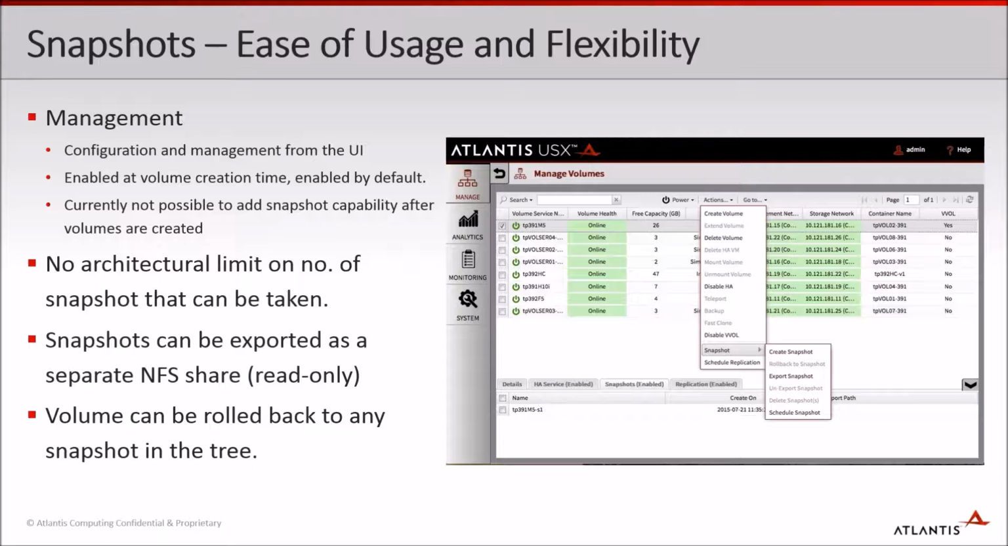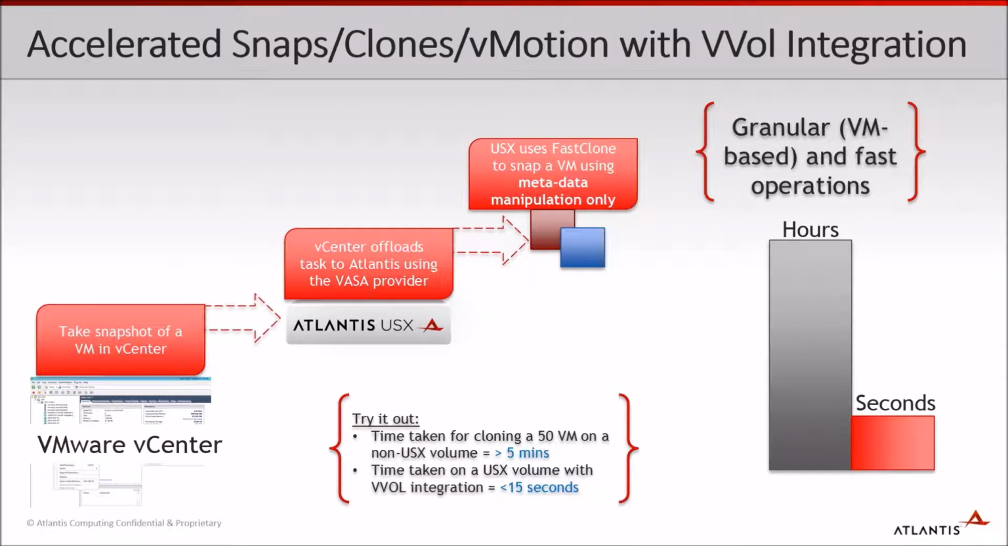We were doing this experiment live at VMworld, right now in San Francisco, and we were basically taking a 50-gig VM. We're trying to do a snapshot of that VM from vCenter, and without USX, it would take just over 5 minutes, and with USX and VVOL enablement there, it would take just under 15 seconds. And the magic, of course, is the moment you click the snapshot command in vCenter, that gets offloaded to us, and we just do pointer manipulation and give you the snapshot.